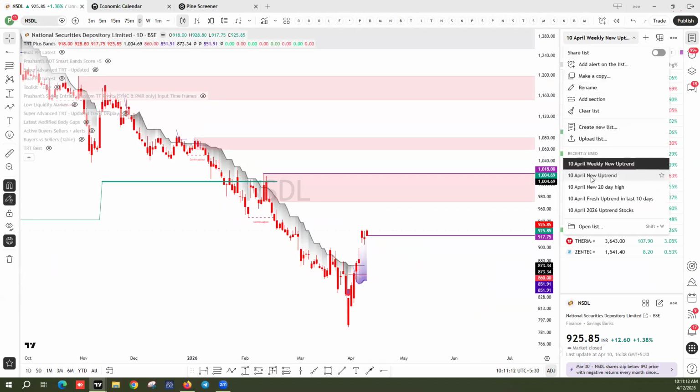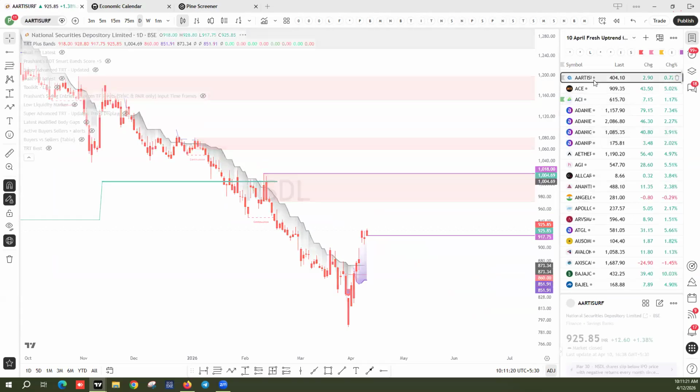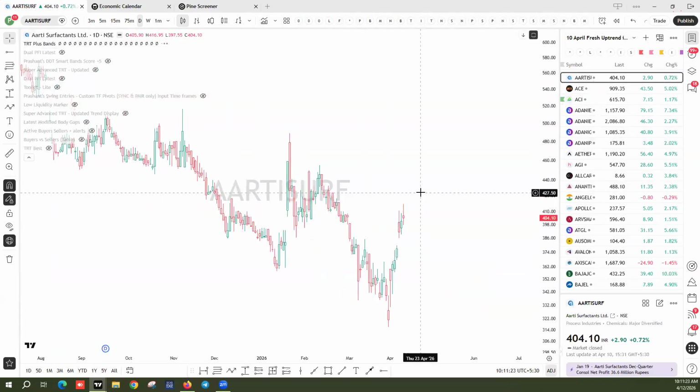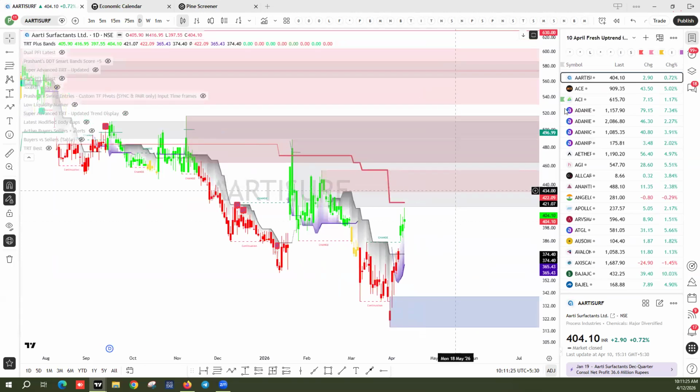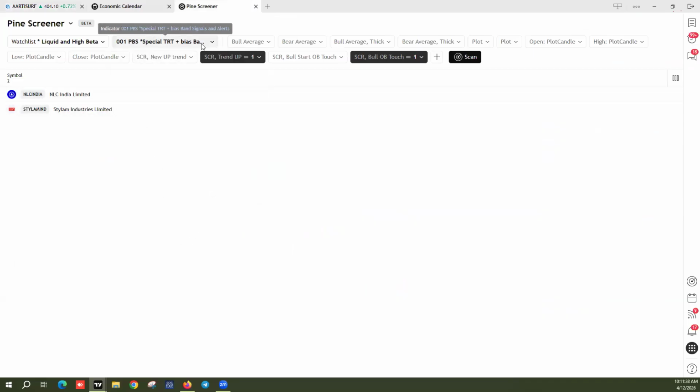This is the list of new uptrend stocks on daily chart. Then there is fresh uptrend in last 10 days. So these are the stocks where uptrend started in last 10 days. When we keep adding the stocks, it can keep on getting populated. So this stock, it has a new uptrend. It started 3 days ago. So it does not come in this screener. In this screener, it has only fresh uptrend which has started today.